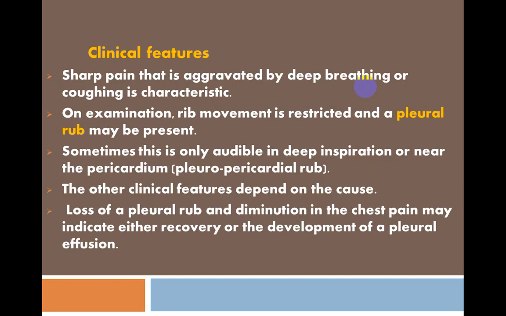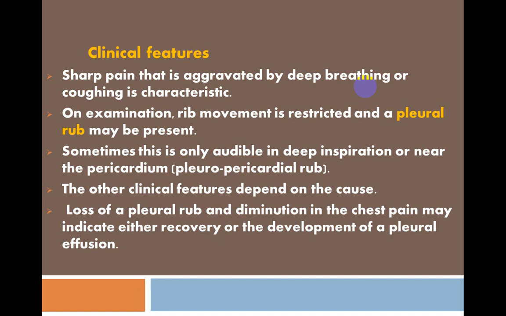So what are the clinical features of pleurisy? Pleurisy is described as a sharp pain that is aggravated by deep breathing or coughing, and this is the characteristic of this pain. It is sharp, aggravated by deep breathing and aggravated by coughing. On examination, sometimes you hear a rub. Rub means movement is restricted, and a pleural rub may be present.